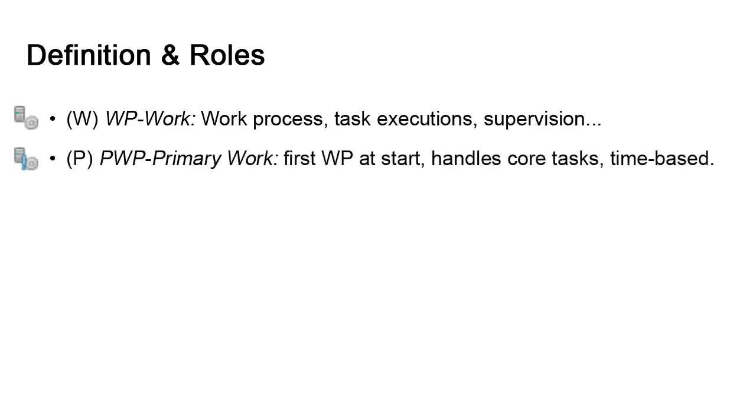We have the primary work process with the P type. In short, when the system is initiated, the first WP is automatically designated as the primary. The PWP manages a number of core responsibilities like synchronizing regular WPs and handling specific time-based tasks. While we can have multiple generic WPs, there is only one PWP.